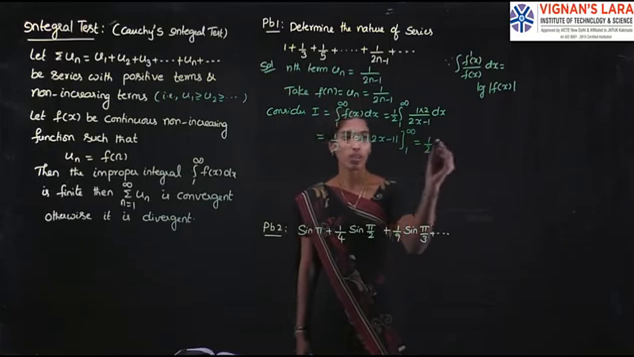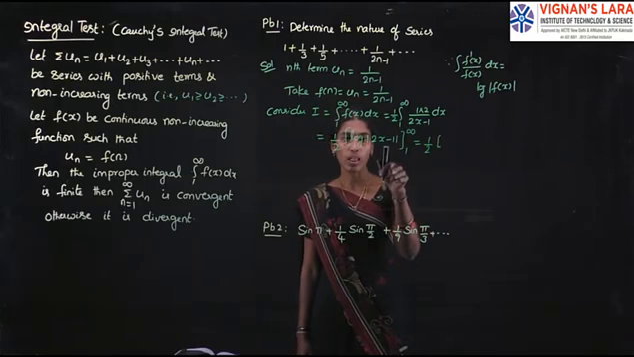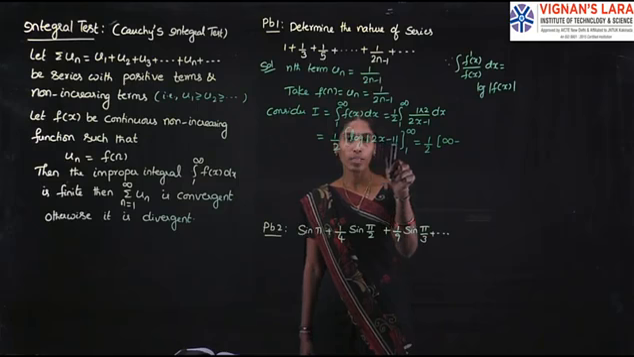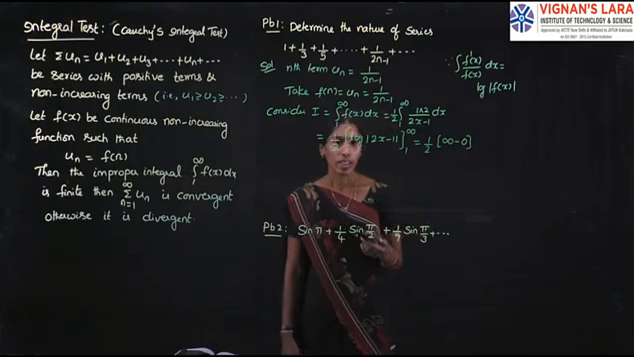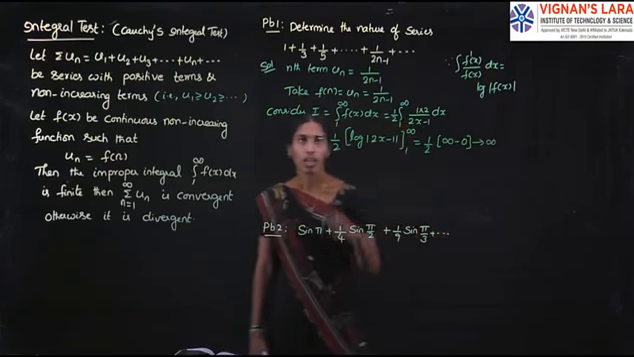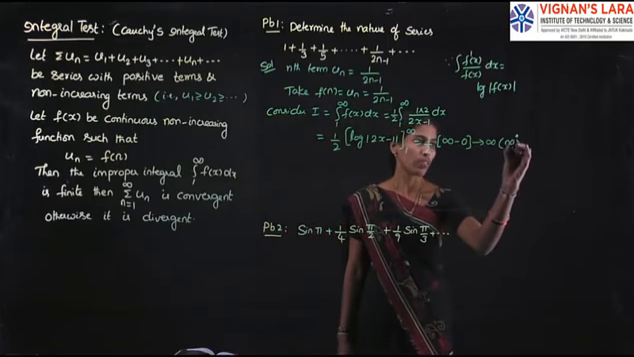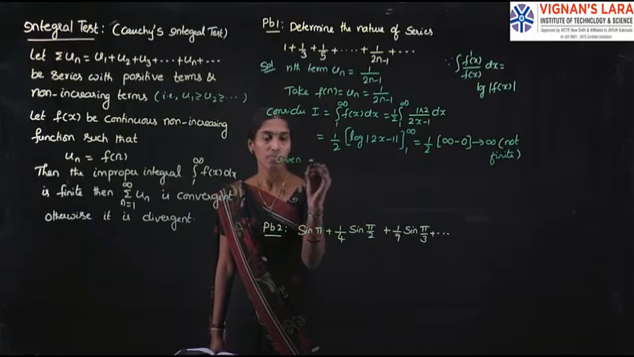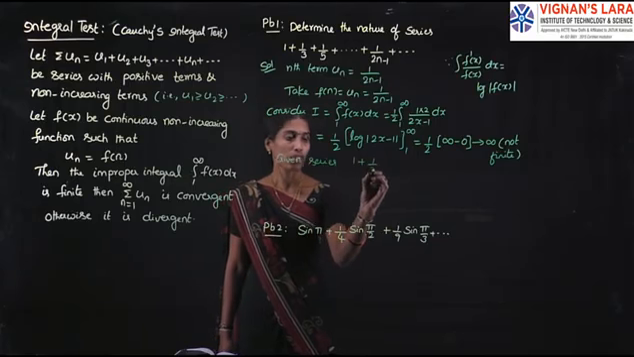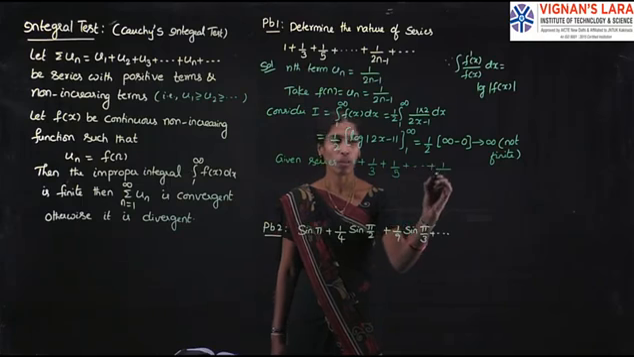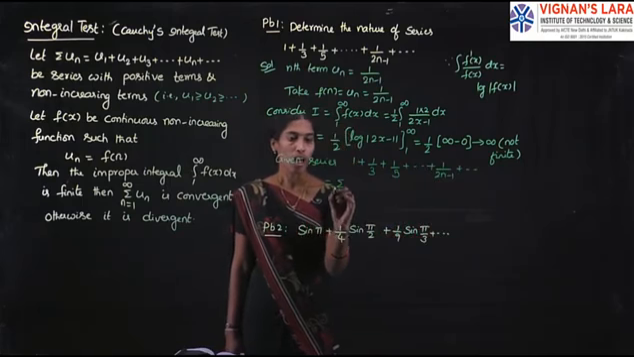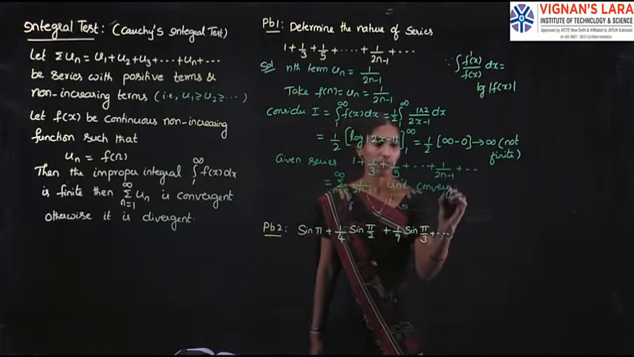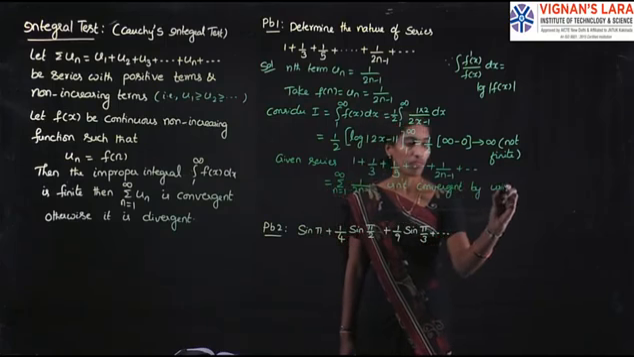Half into, put x is equal to infinity. So 2 into infinity, infinity minus 1, infinity, log of infinity is infinity. Then put x is equal to 1, log of 2 into 1, 2 minus 1 value is 1, log 1 value is 0. So infinity by 2 is also infinity. If the integral value is not finite, because we are getting infinity, so it is not finite. Because it is not finite, therefore the given series 1 plus 1 by 3 plus 1 by 5 and so on plus 1 by 2n minus 1 and so on, which can be written as sigma n is equal to 1 to infinity 1 by 2n minus 1, is not convergent by using the integral test.